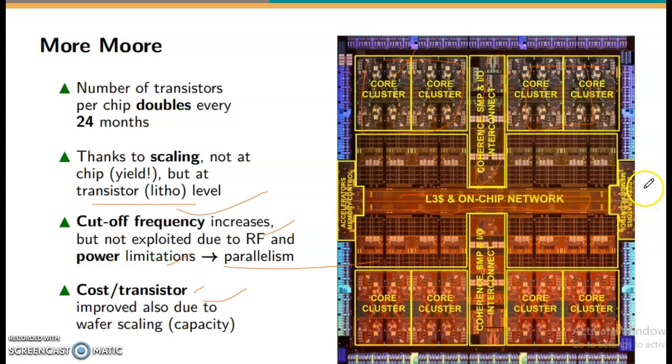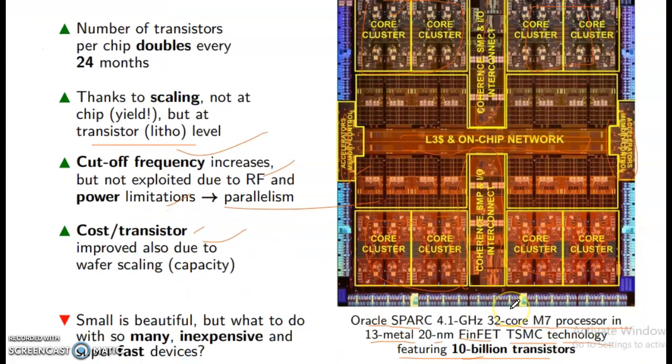Here accessories, memory. Here also accessories, memory control. Here also accessories, memory control. Here also core cluster. Here same as before: coherence, SMP, IO, interconnect.